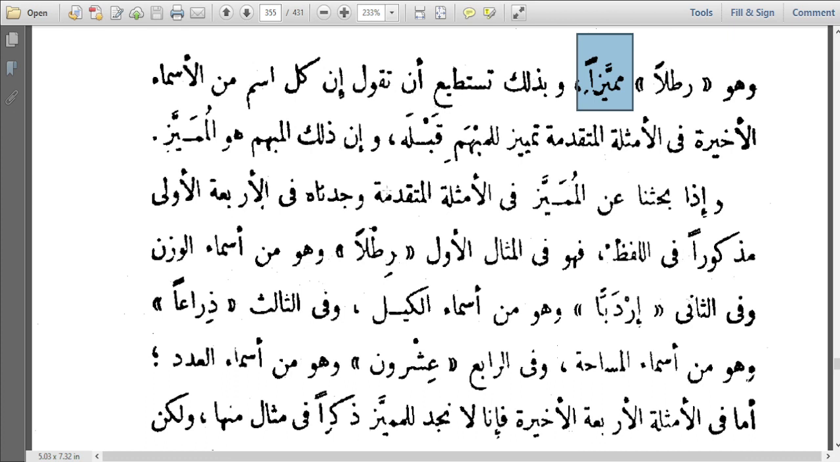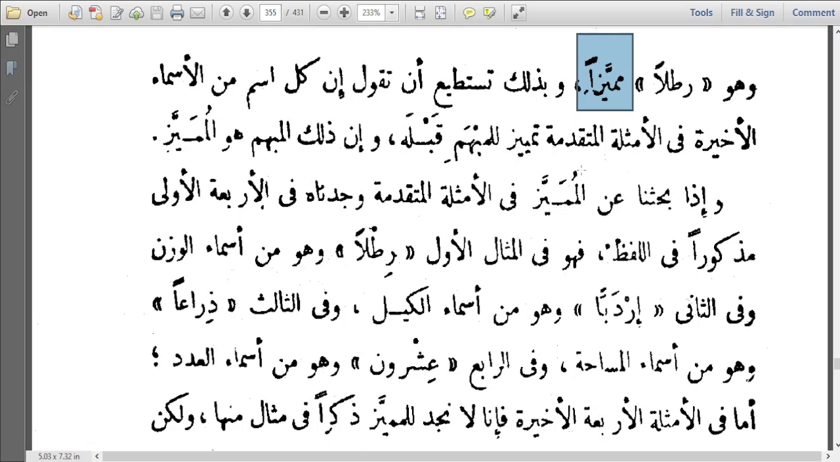It says وبذلك تستطيع أن تقول إن كل اسم من الأسماء الأخيرة في الأمثلة المتقدمة تمييز للمبهم قبله. And so you can say that all the last words in the previous examples come as tamyiz for the vague noun before it. وإن ذلك المبهم هو المميز. And so that mubham, that vague noun, is the mumayyiz. The noun that is being clarified is the mumayyiz.